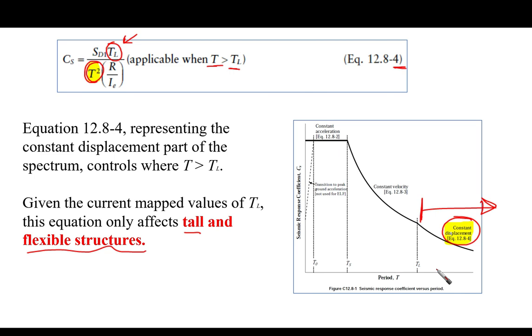Whenever we have T here, which is 4 or 5 seconds, for example, this is a very flexible structure, a very tall structure. This one is highly dependent on T. And if T is elongated, you are going to find that the response is going to be decreased significantly. Okay?